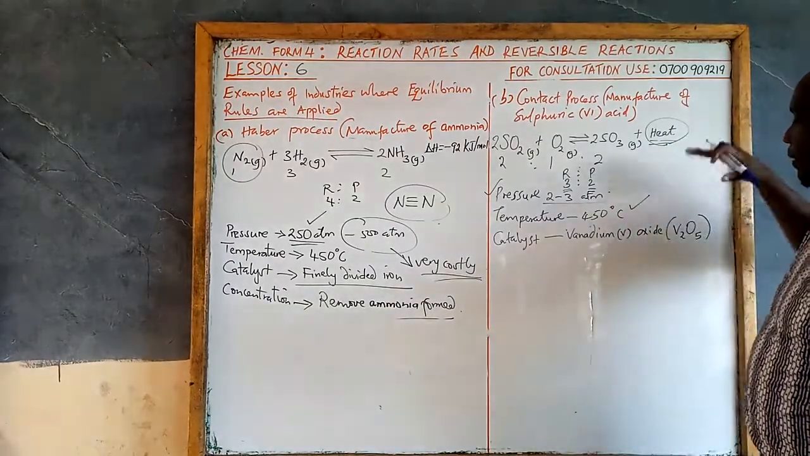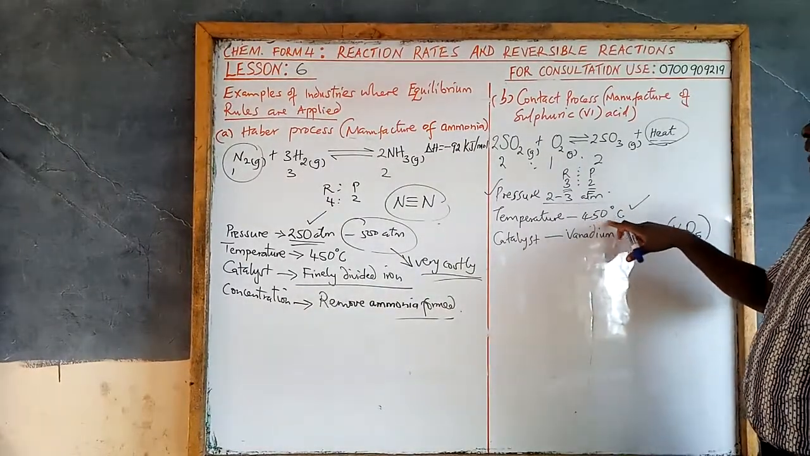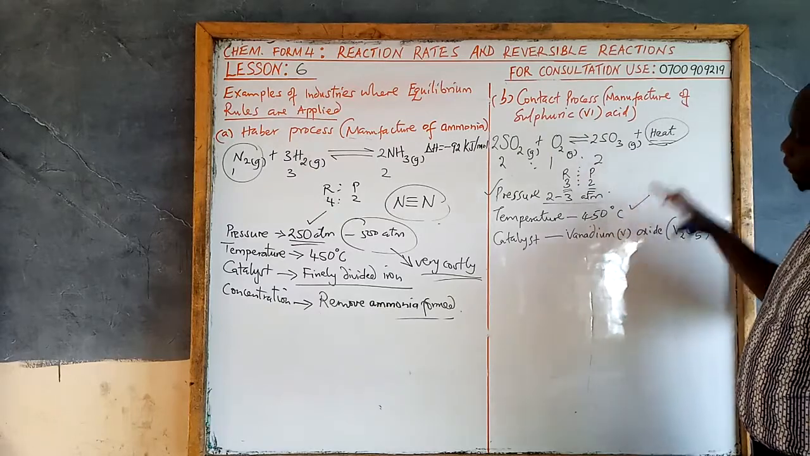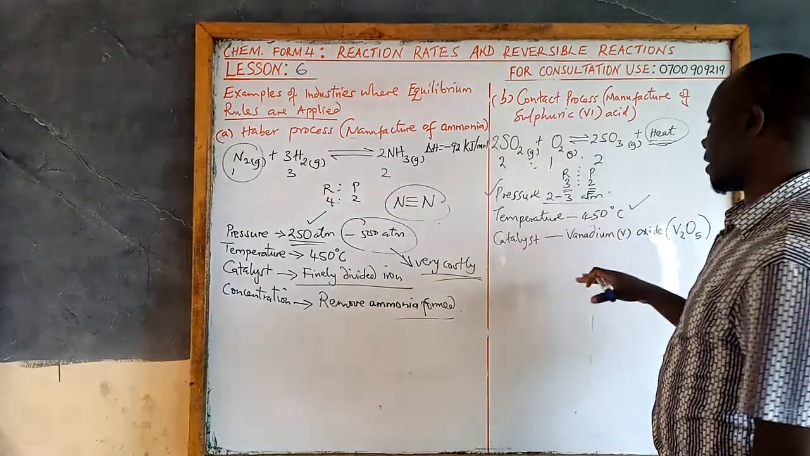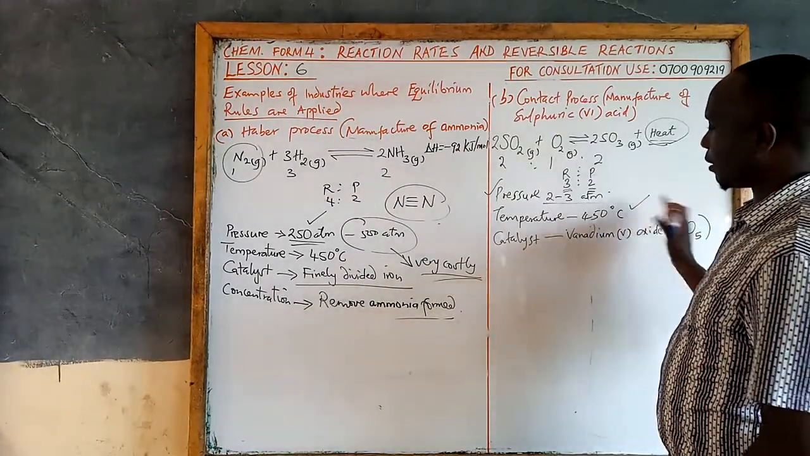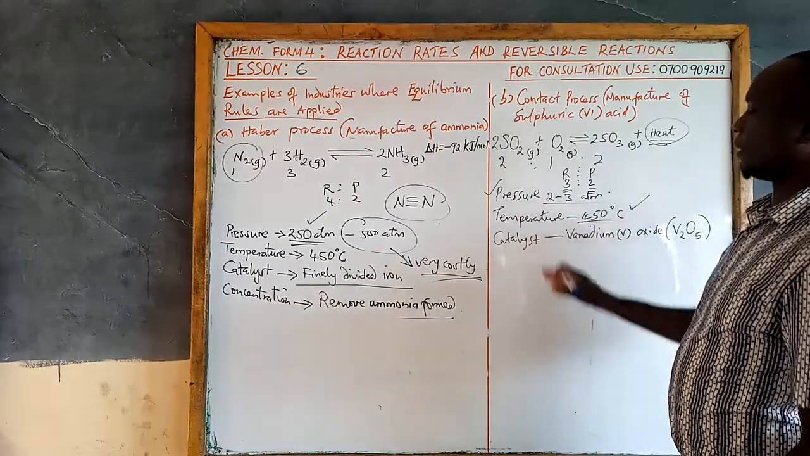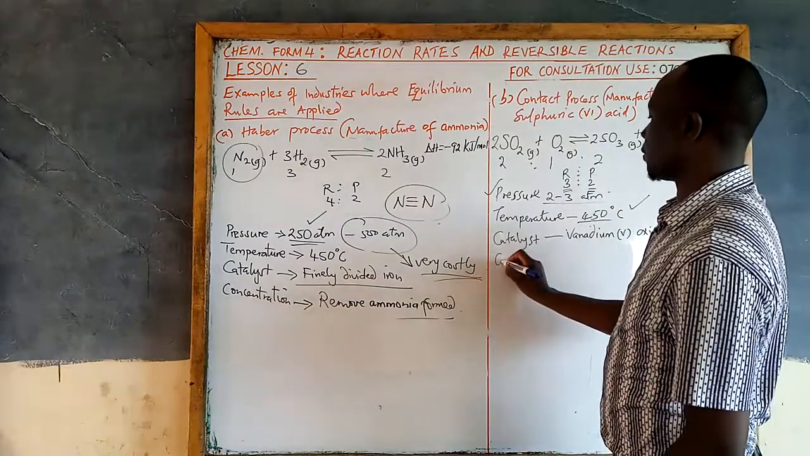So keep temperatures moderately lower, that is, not to go above 500. So if it reaches 500, you have to make sure you keep lowering that temperature to as low as 400. So it should range between 400 to 500, an average of 450. Then as a catalyst, we have seen. Then you can also apply the rule on concentration.